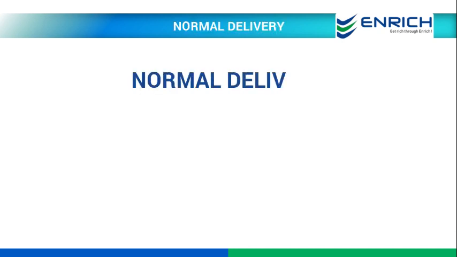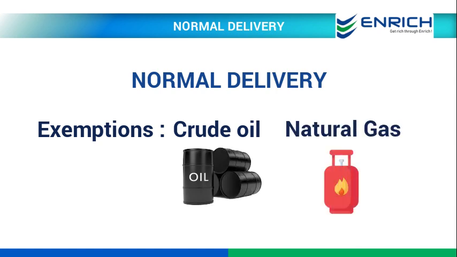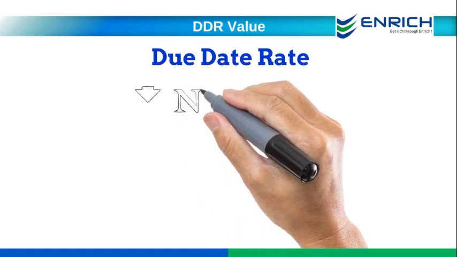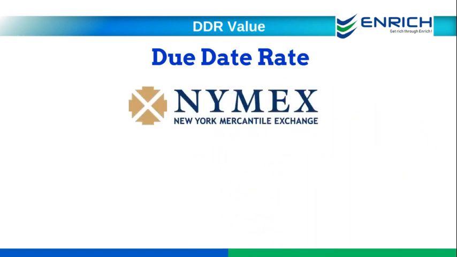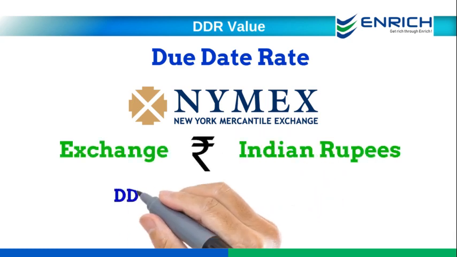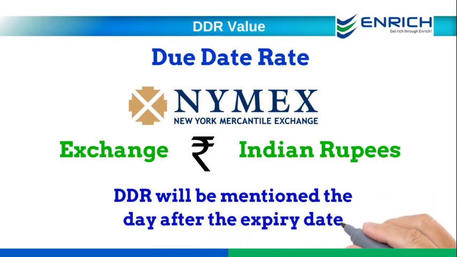So the next mechanism is normal delivery. The delivery neither takes place in tender period nor through physical settlement. The exemptions are like crude oil and natural gas. These products can be traded till the end of the contract date. And at the end of the contract, the exchange closes off the positions based on the DDR value. DDR is due date rate. The DDR value is calculated by converting the settlement price of New York Mercantile Exchange to Indian rupees. This DDR value will be mentioned the day after the expiry date in the circular stated by the exchange.